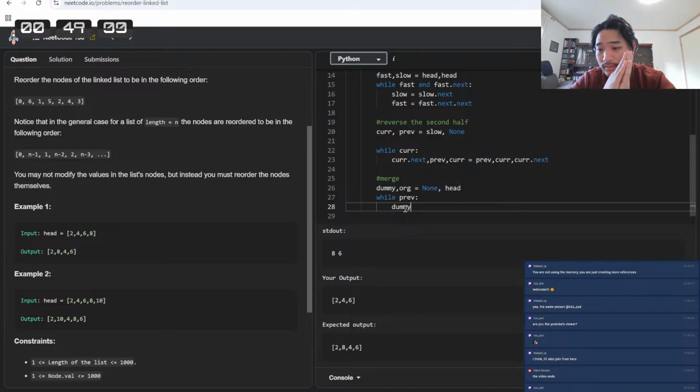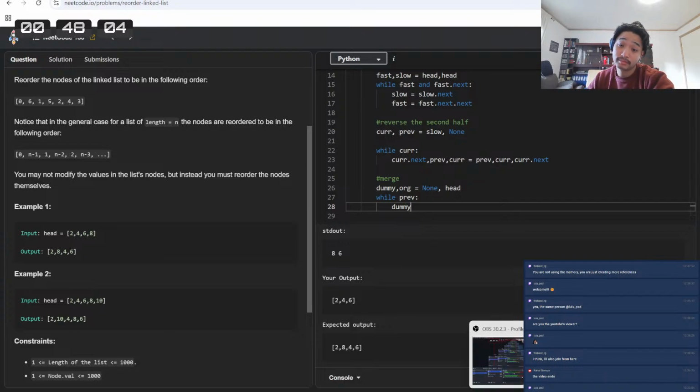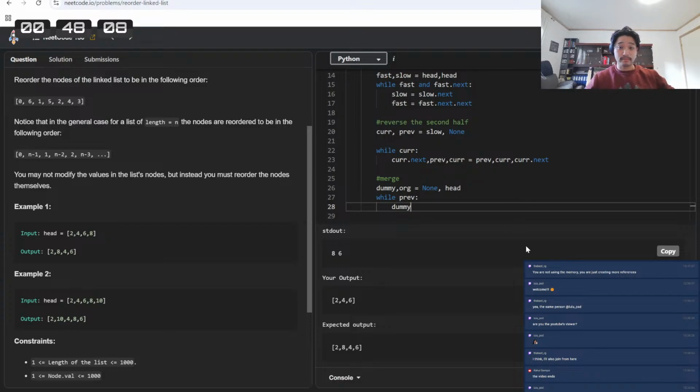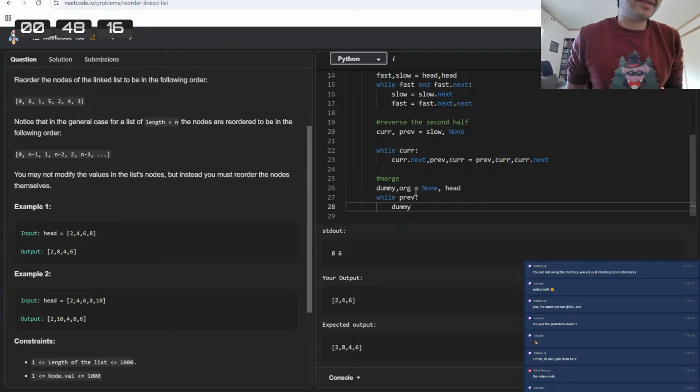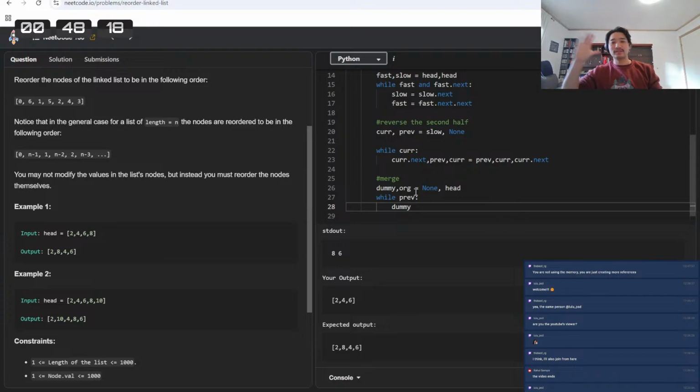You are not using the memory, you are creating references. That's true. In my mind, I was like, oh, I'm creating references. This is the thing I struggle with, like with linked lists. It's a different way of understanding how memory is saved and accessed. But yeah, I'm creating more references. That's true.